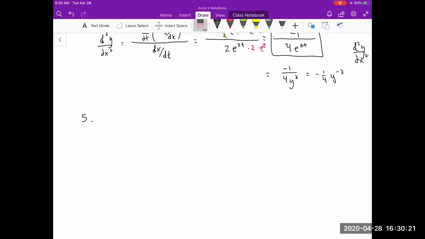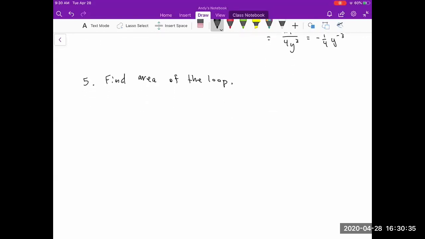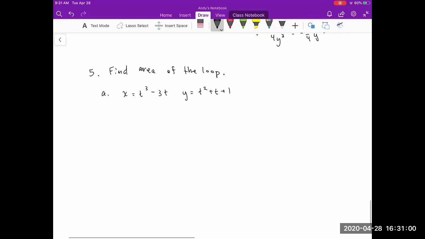Find the area of the loop. The exam version of this is a little easier because, for the exam version, number 5, I think I straight up give you the bounds. I'm not entirely sure, so don't quote me on that, but I just remember that it's a little easier than what this review is. So we have x equal to t cubed minus 3t, y equal to t squared plus t plus 1. Now the only thing is we don't know where the loop occurs.